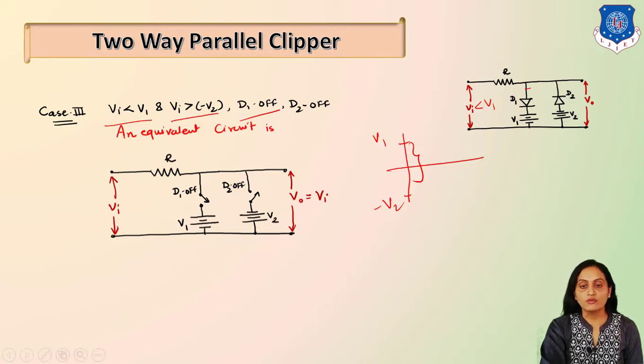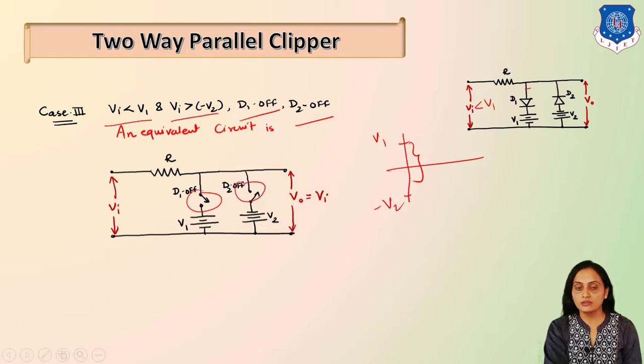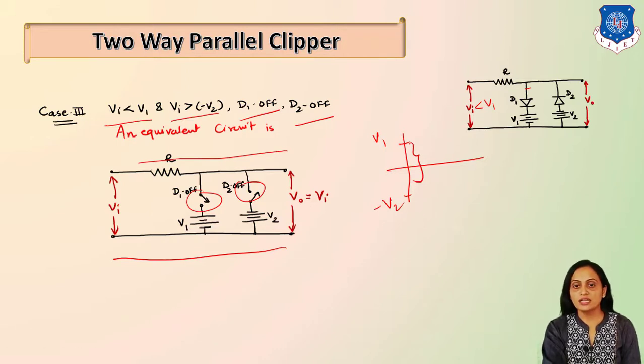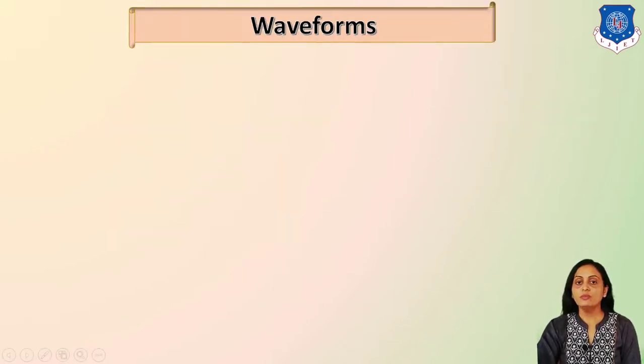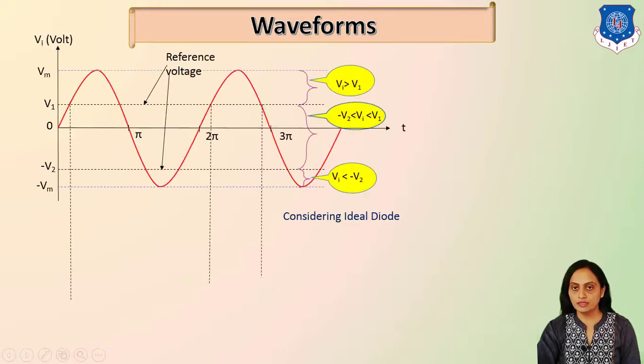So it is off. Both diodes will act as open switches, and that is why the output is directly connected through these two paths to the input, and that is why we can say the output is equal to the input. So here the equivalent circuits are shown, and now we will plot the waveform for the two-way clipper.